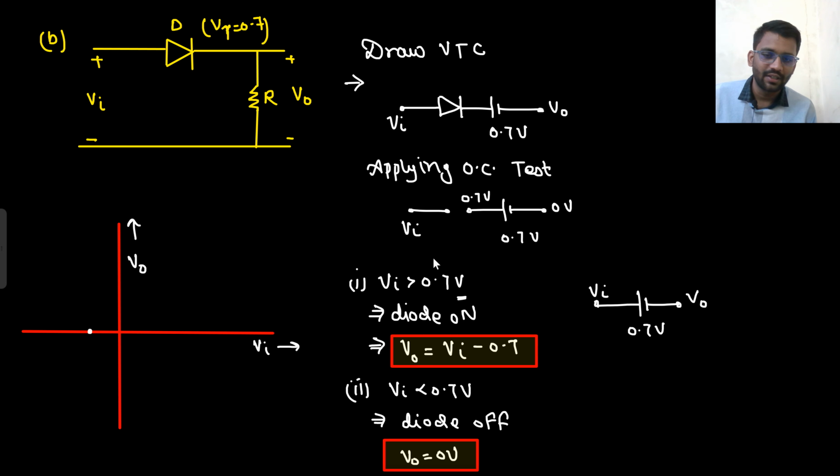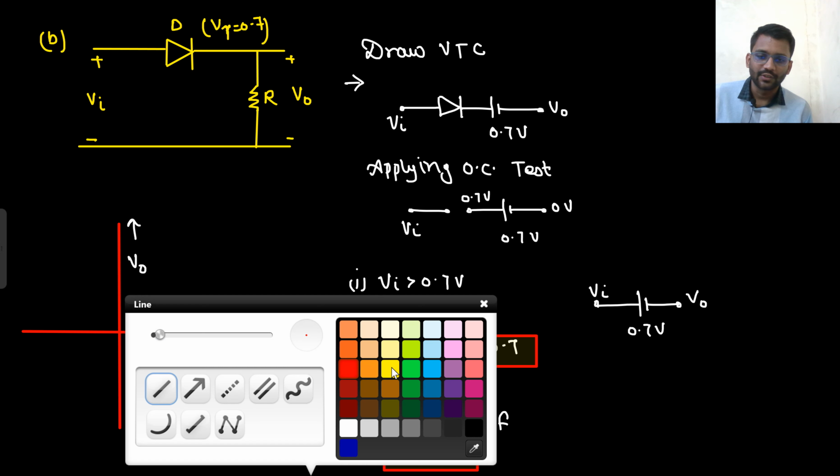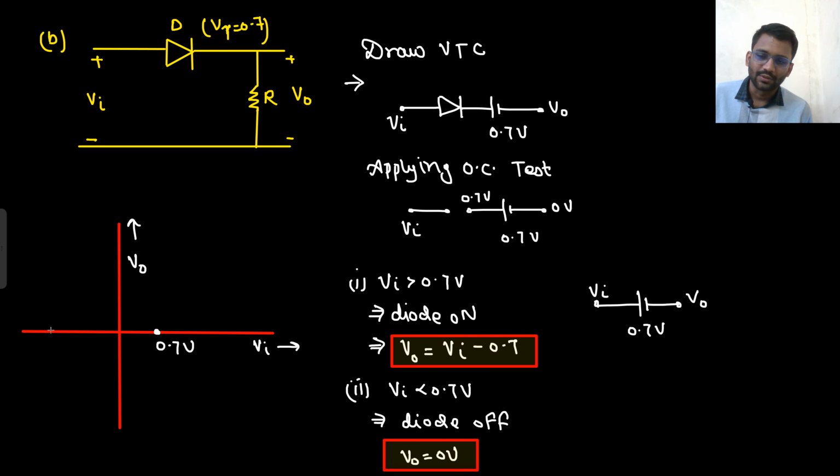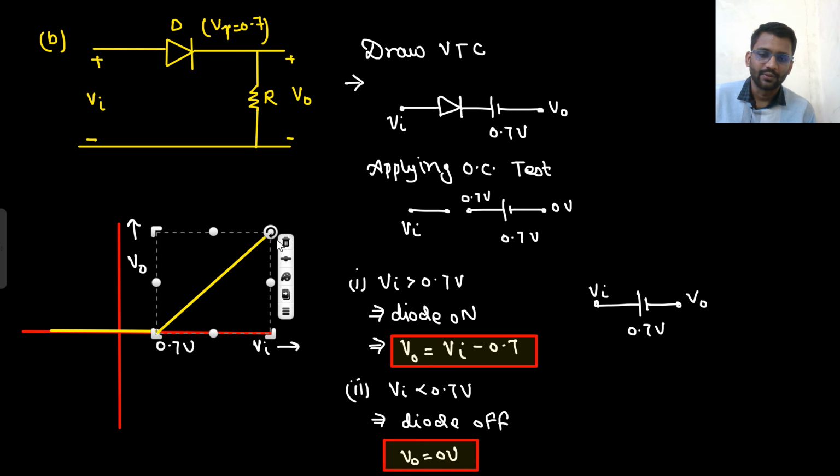So what is my transition point? Transition point is 0.7 volt. Sorry, 0.7 volt will come on that side. So here 0.7 volt will come, and this is my transition point. Before V in is less than 0.7, the diode is off, that means V naught is equal to 0 volt. After V in is 0.7 volt, your slope is 1. Slope is 1, so this is how the graph will go.